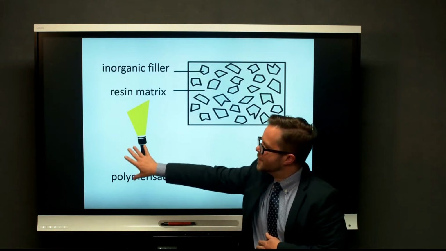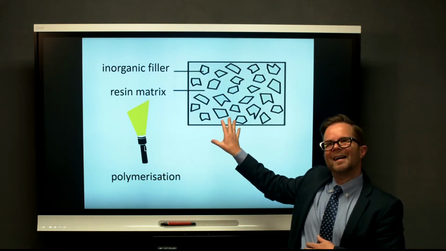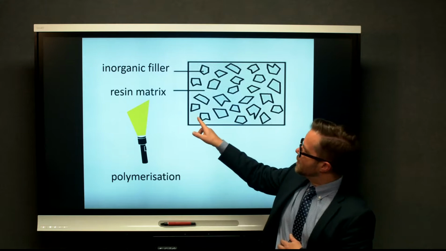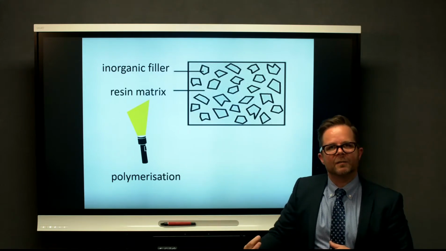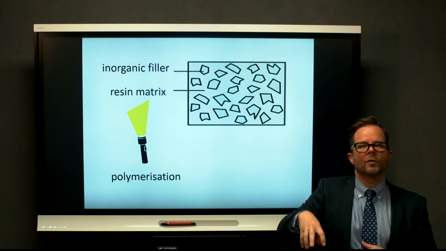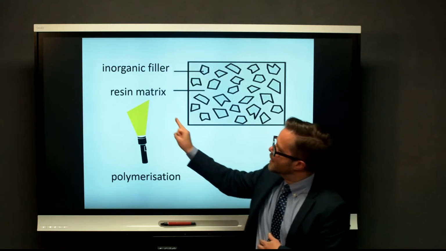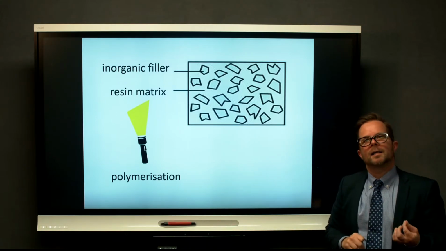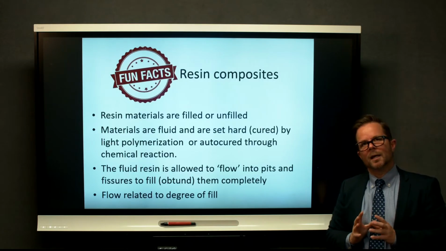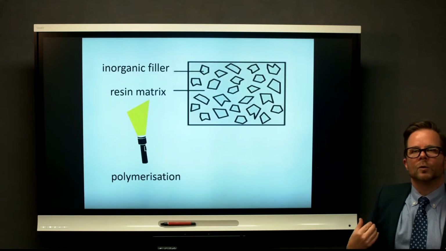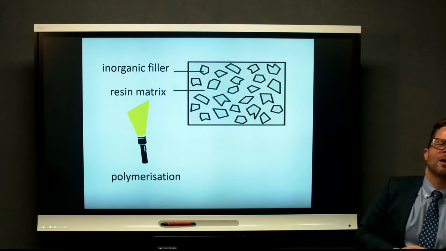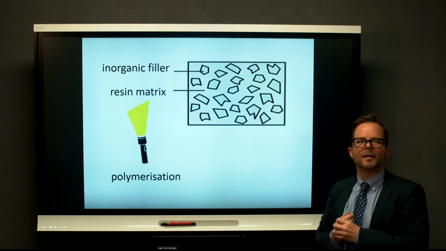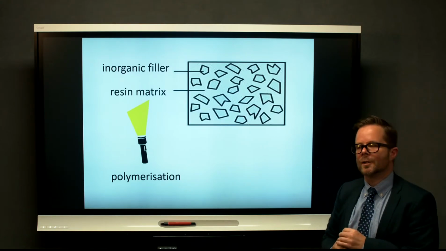Now the key here for this material is that it will not harden or set until it is polymerized. So there is a polymerization process which is activated once the material is placed on the tooth. And that polymerization, most commonly in most resin composites these days, is done with a light. So there will be a particular spectrum of light that will activate a lot of free radicals that will cause the hardening or the polymerization of the material.